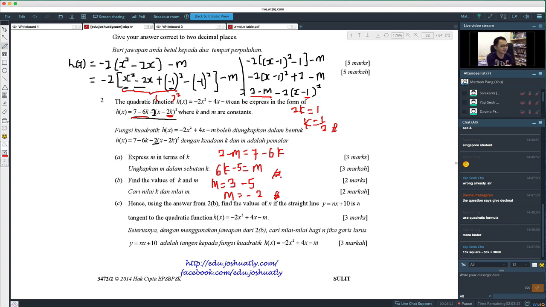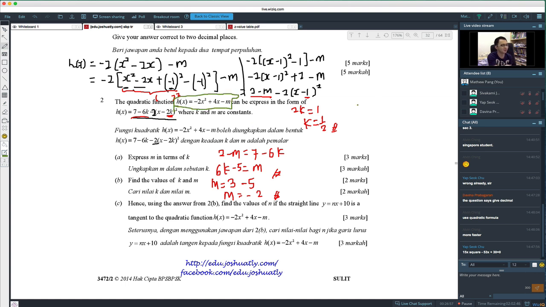So hence, using the answers from 2b, you want to use the answer in 2b to find the values of n, where the straight line y equals nx plus 10 is tangent to this curve. So I will substitute into the equation first. I have the value m, I will substitute into here. Let me change to another color because I really run out of space to write. So I will substitute into the original equation. Basically I just change my m to -2.